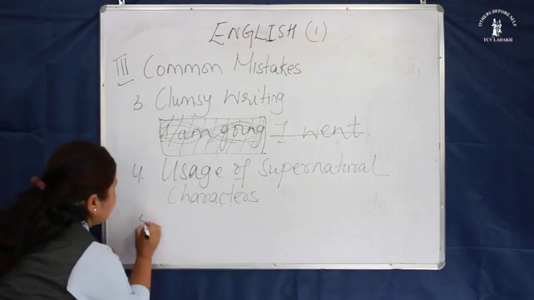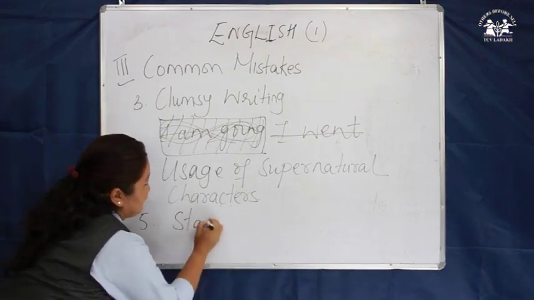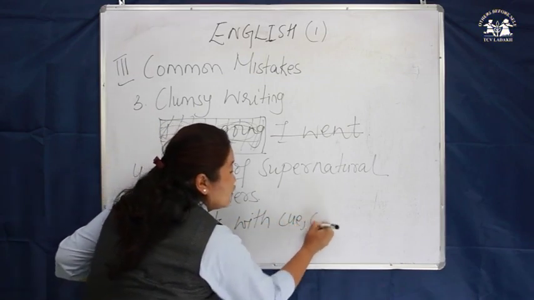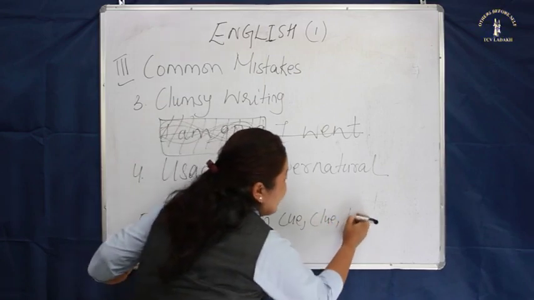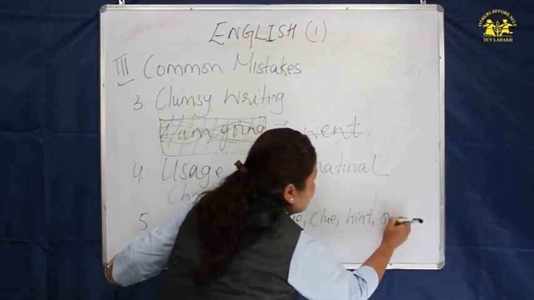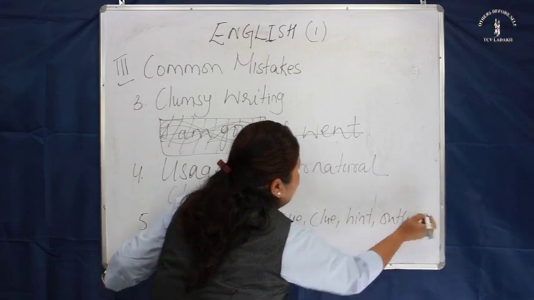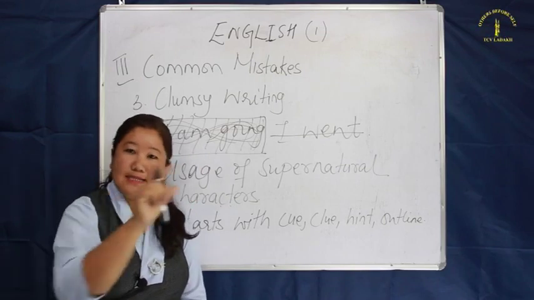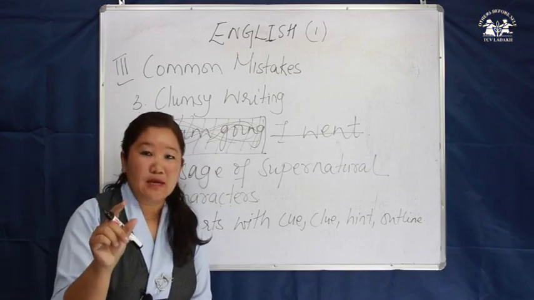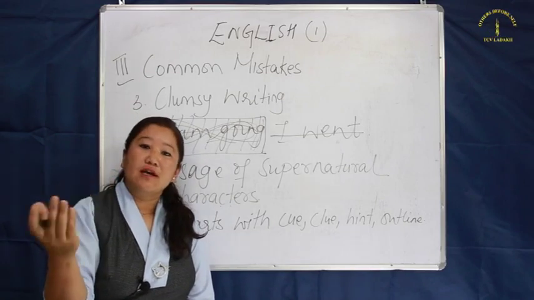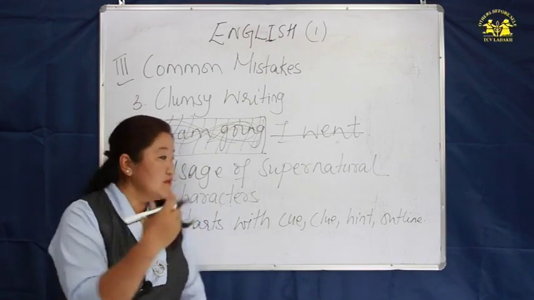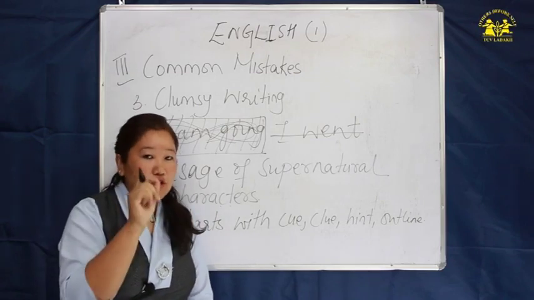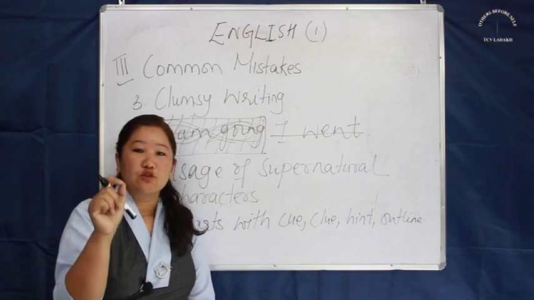The fifth one is to start with the cue or a clue, or some even say hint or outline. Normally in the test you will be given the introductory line or a starting line in the exam. The common mistake our children make is they don't start with the clue that is given in the paper, rather they start on their own. So when the clue is given, you have to start with the clue.